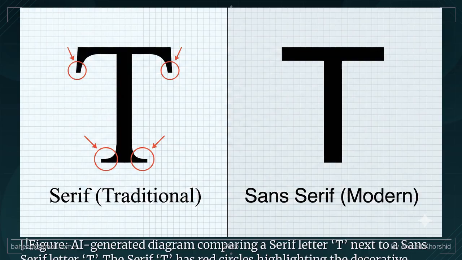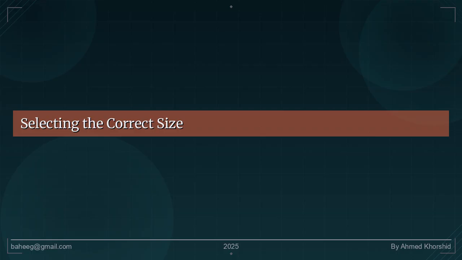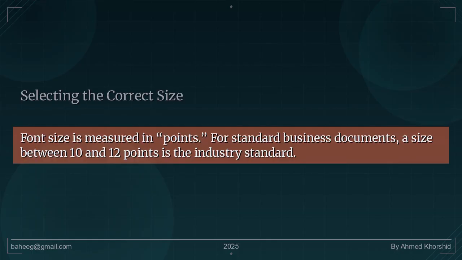Figure: AI-generated diagram comparing a serif letter T next to a sans serif letter T. The serif T has red circles highlighting the decorative feet strokes, while the sans serif T is clean and blocky. Labels clearly indicate serif, traditional, and sans serif, modern. Selecting the correct size. Font size is measured in points.